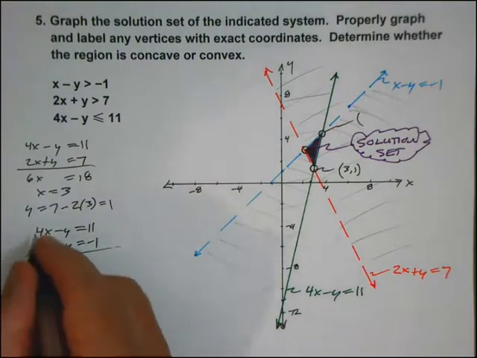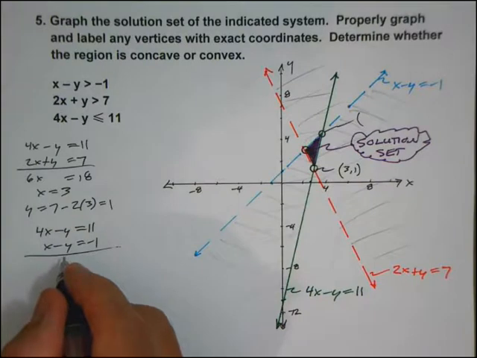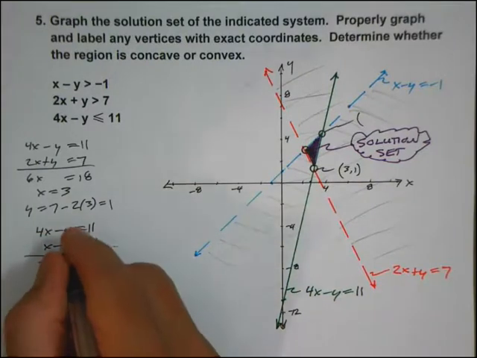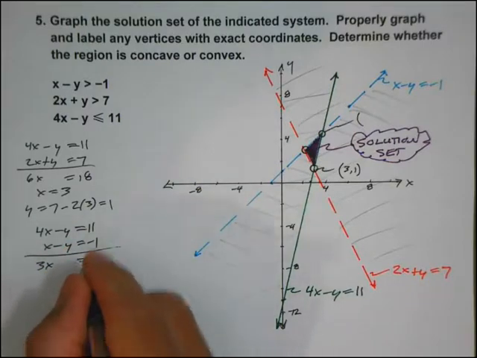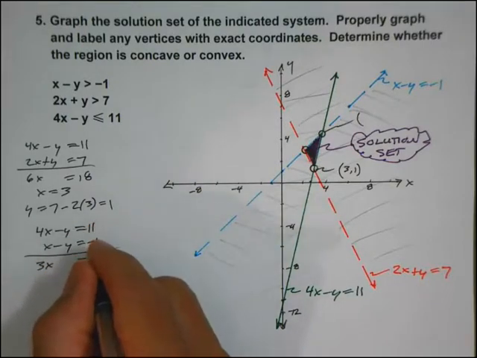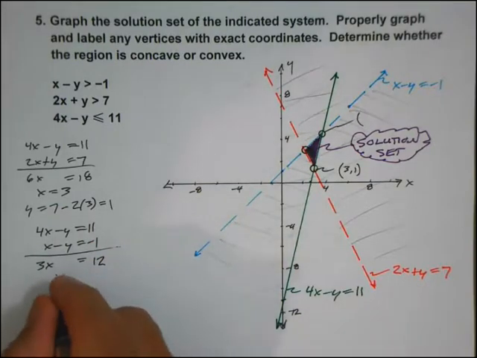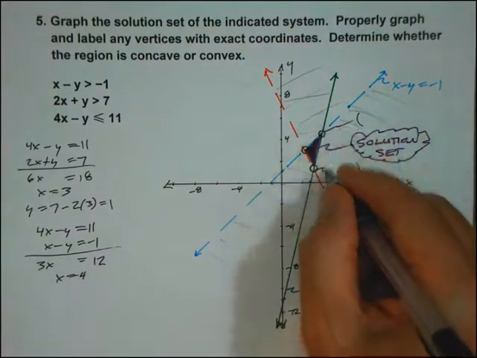We can take the first equation minus the second from it. That will eliminate the y's. 4x minus x, 3x. Negative y, subtract negative y, 0 y's. 11, subtract negative 1, 12. Okay, the result here then is x equals 4. Is this consistent graphically? Yeah, that looks like about x equal to 4.